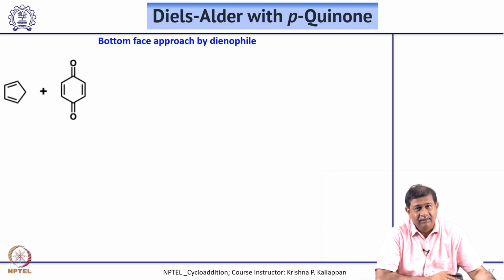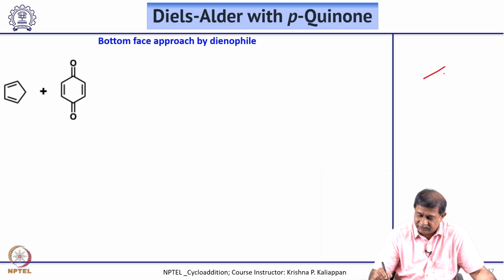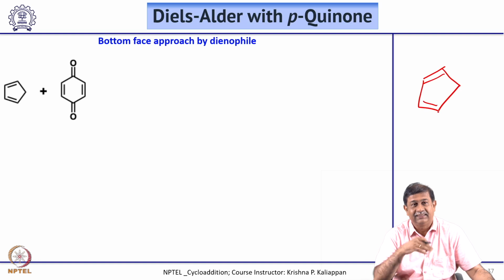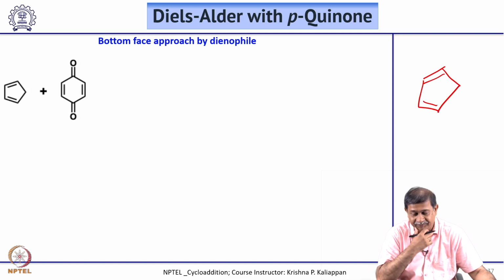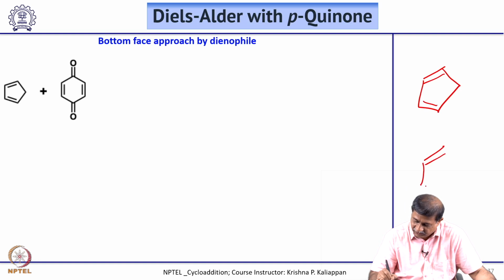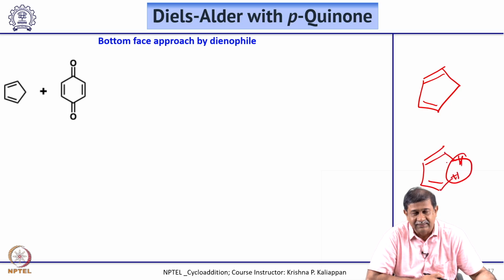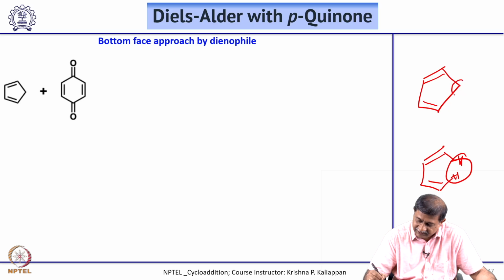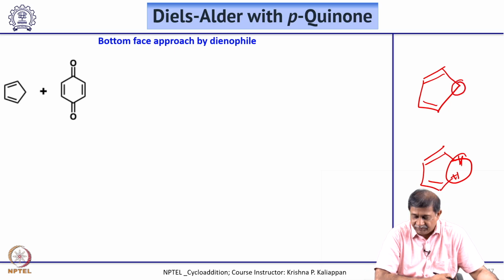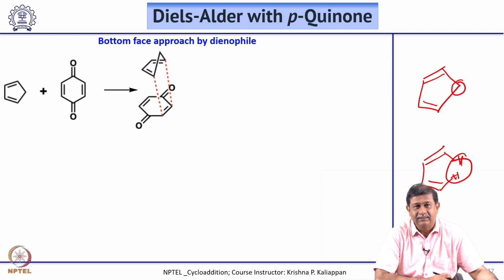Then, from butadiene, suppose you connect the butadiene by a methylene group, then that diene is cyclopentadiene. Earlier in this butadiene, these two hydrogens are inside substituents, isn't it? Here the inside substituent is CH2. Now if this cyclopentadiene undergoes 4+2 cycloaddition with benzoquinone, you can draw a transition state like this.